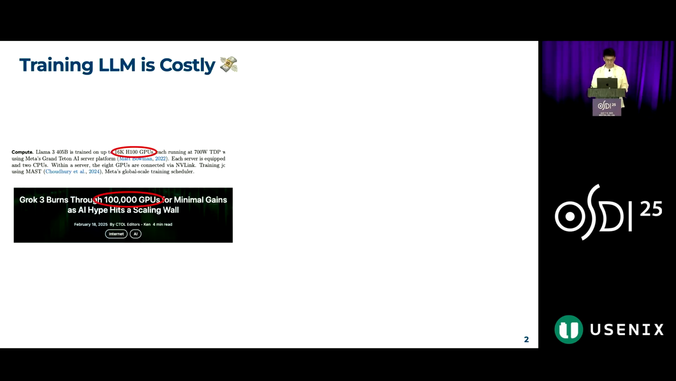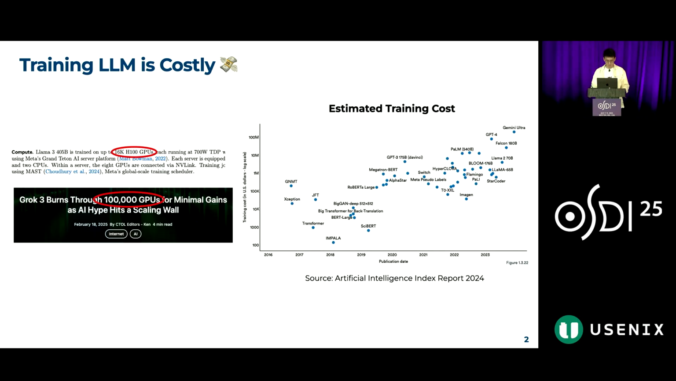The training of a large language model is extremely expensive. For example, Llama 3, a 400 billion model, uses 16,000 H100 GPUs, and Grok 3 uses about 100,000 GPUs for training. The right figure shows the estimated training cost of some large language models. The largest ones, like GPT-4 and Gemini Ultra, take more than $100 million.